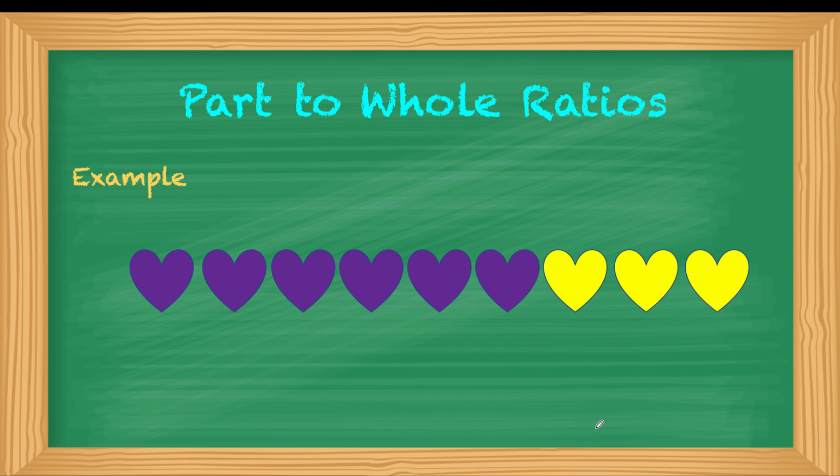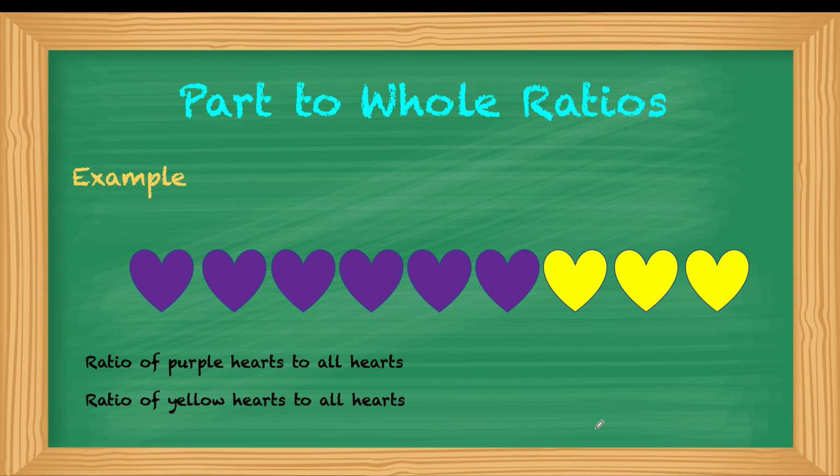Now, earlier we discussed part-to-part ratio. Now we have part-to-whole ratio. We want to know the ratio of purple hearts to all the hearts. So, the number of purple hearts will be listed first, and we have 6 purple hearts. And now we want to know all hearts and not just yellow hearts. Can you confirm and tell me how many hearts there are in total? Excellent. So we have 9 hearts.